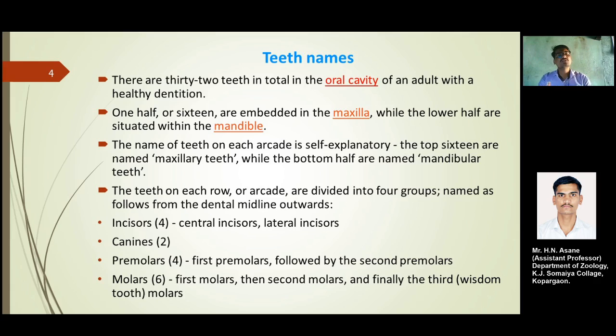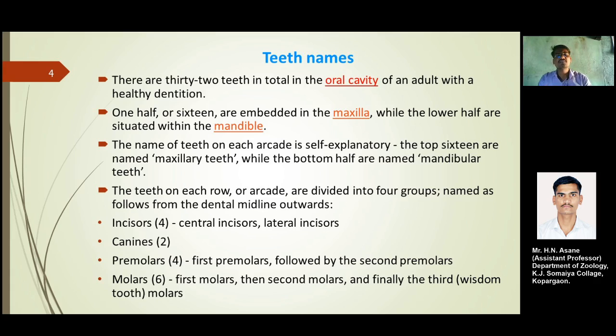The names of the teeth on each arcade are self-explanatory. The top 16 are named maxillary teeth, while the bottom half are named mandibular teeth. The teeth in each row or arcade are divided into four groups, named as follows from the dental midline outwards.